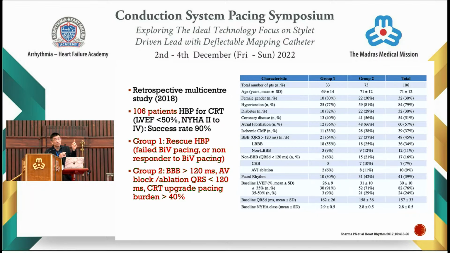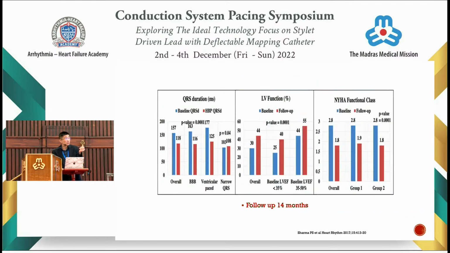Sharma's group studied about 106 patients and broke them into 2 groups. The first group was patients who were unable to do CRT, and His bundle pacing was a rescue. Group 2 were patients predominantly with pace-induced cardiomyopathy, and they did His bundle pacing in these patients.